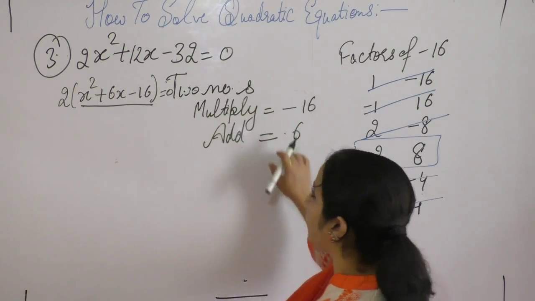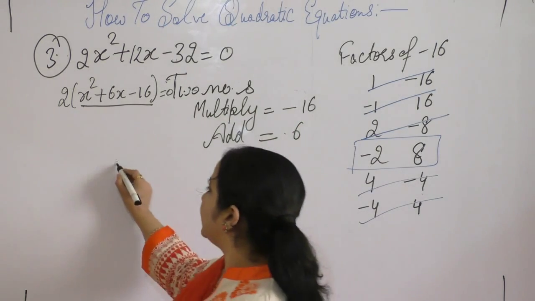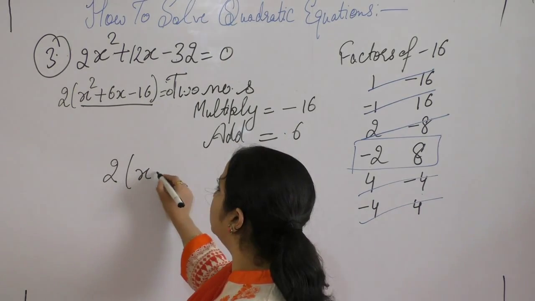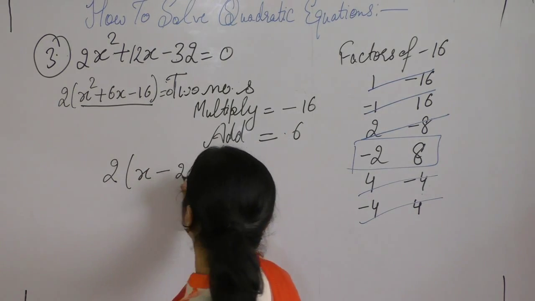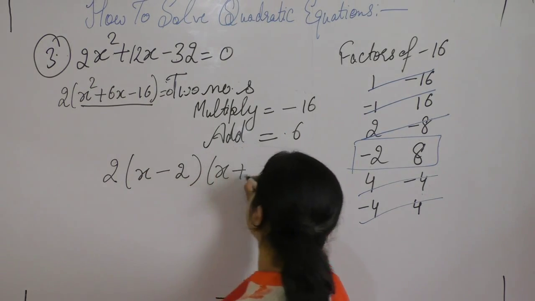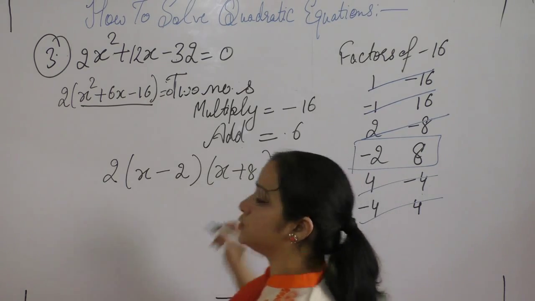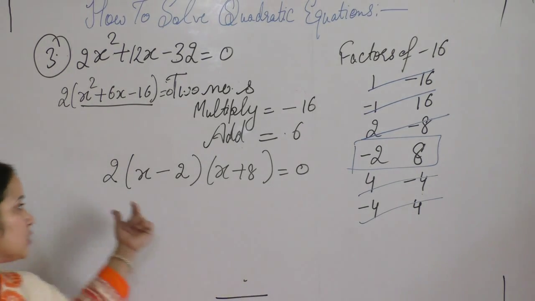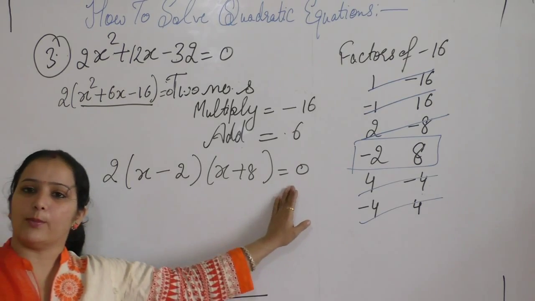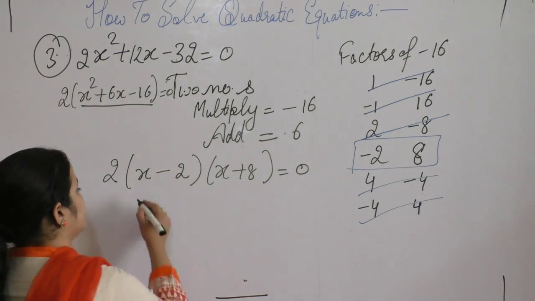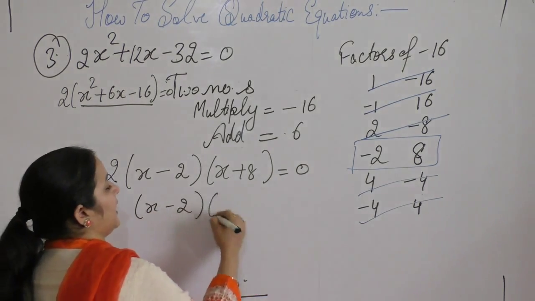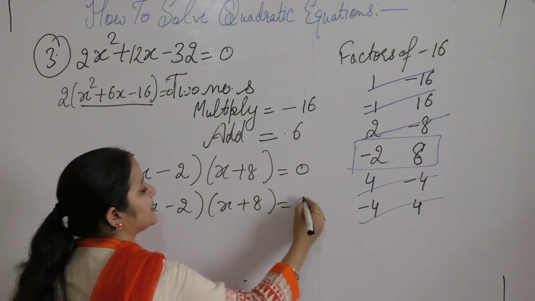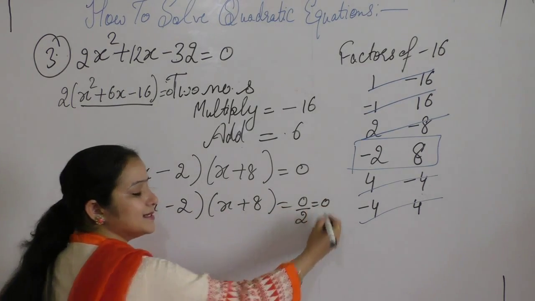So we will repeat all these steps, and after that what we get is 2(x - 2)(x + 8) = 0. When 2 goes on the right hand side, 0 upon something is 0. So (x - 2)(x + 8) is 0 upon 2, that is 0.